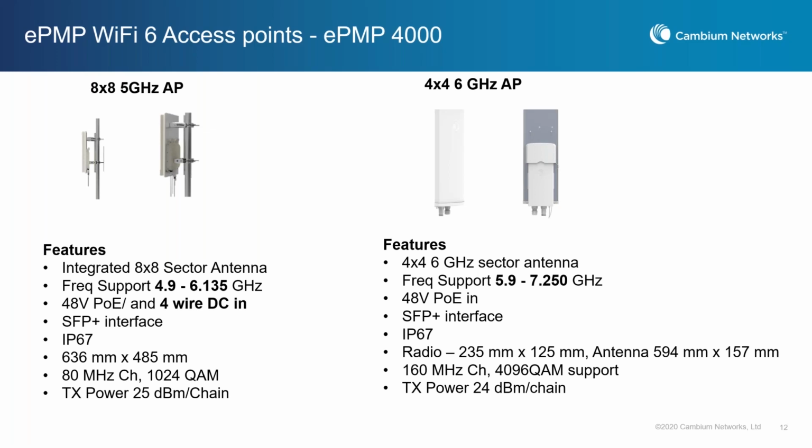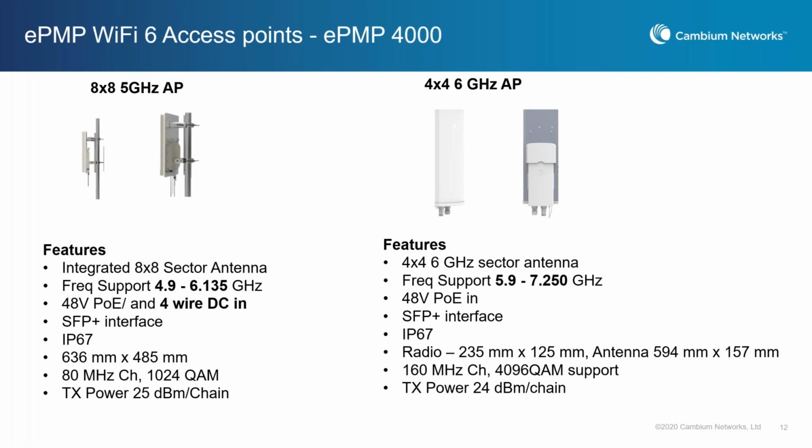So what you see on the left is an 8x8 AX AP. Think of this as our junior Medusa or 450M. It is mechanically similar looking because the 8x8 antenna is built in. And as the Q&A floods in, we'll let Joe speak to that, but it supports 4.9 to 6135, 48 volt PoE, and a 4-wire DC in, SFP plus interface to support the high throughput, an 80 megahertz channel support, and 1024 QAM. This will work backwards compatible with current 3000, and then the subscribers you'll see in the next slide.